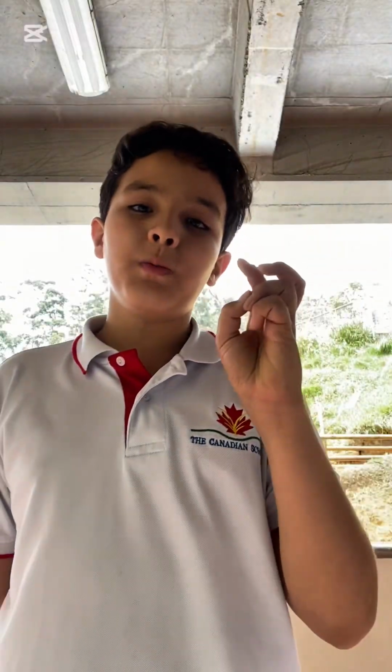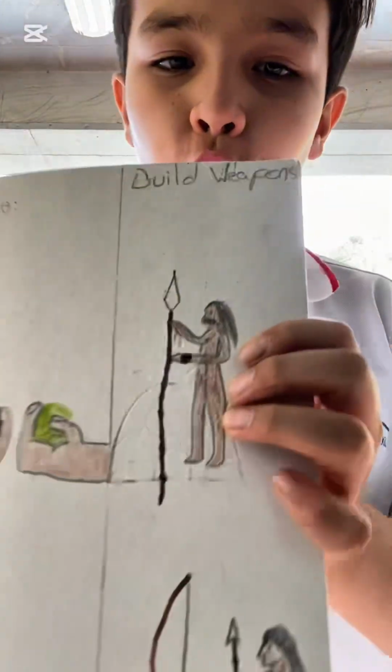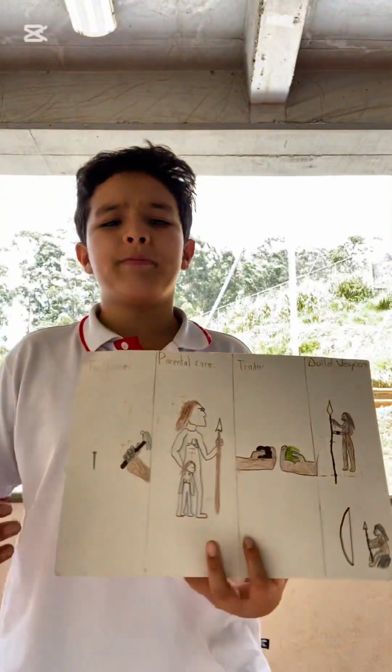So now we're done with early species, but wait, this room is not done yet. In the end of our journey talking about early human species, we are going to talk about the behaviors we inherited from our ancestors. Those behaviors we inherited are the following. First of all, tool use, building weapons for example.